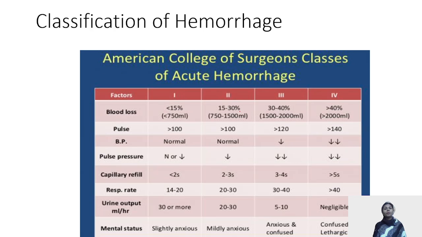When we talk about the pulse, in all the 4 cases, the pulse is going to increase in comparison to the blood pressure. That is, the baroreceptor reflex will be activated. Talking about the blood pressure, in 1 or 2 it remains normal, in 3 and 4 it is going to decrease. And similarly, the pulse pressure decreases, the capillary refill time increases, the respiratory rate is going to increase, and urine output is going to decrease with time.